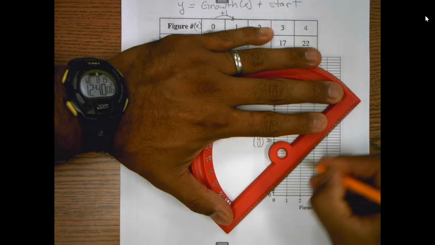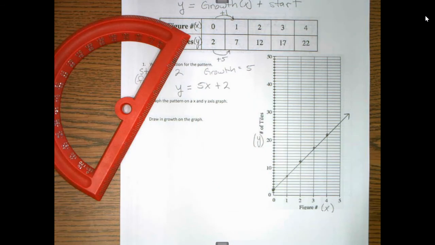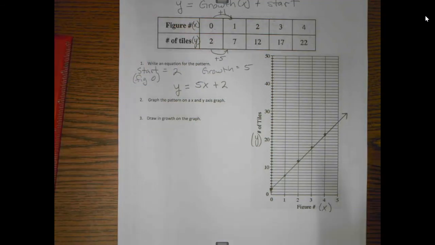Okay, so when I actually graph it, I need to draw a line through that to represent it. Meaning that we can actually figure out where it's going from here.